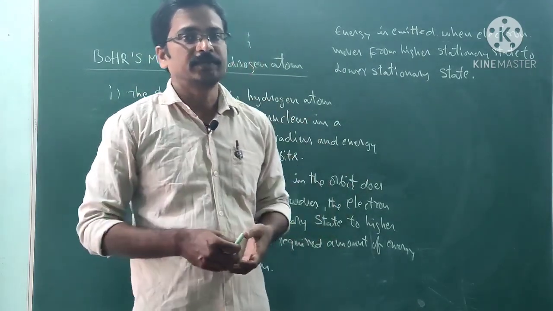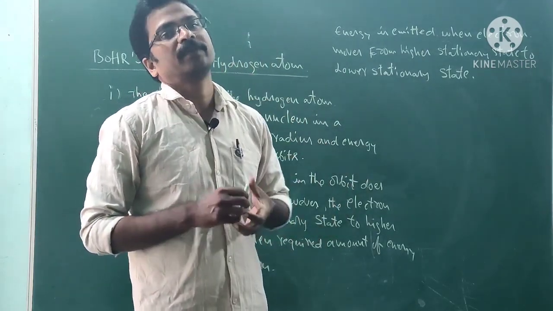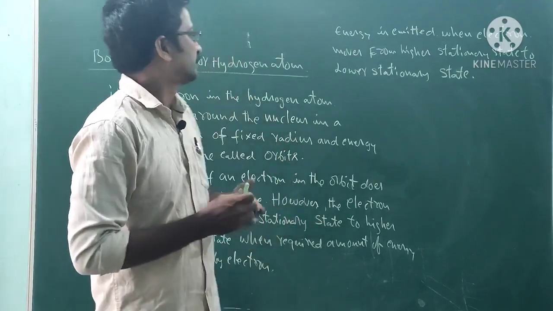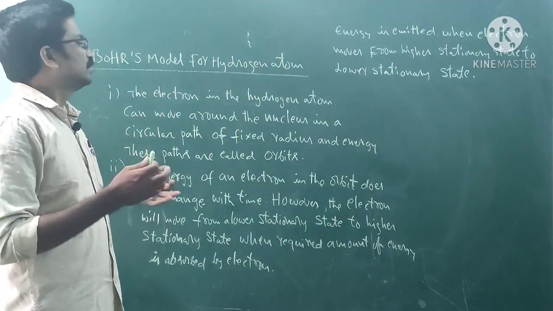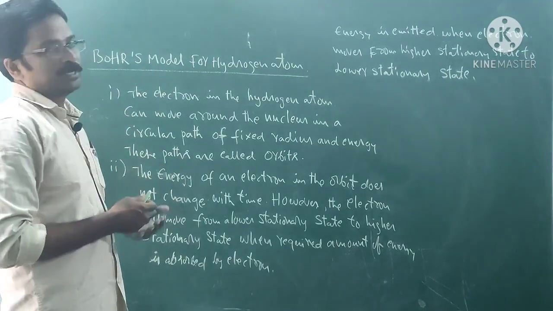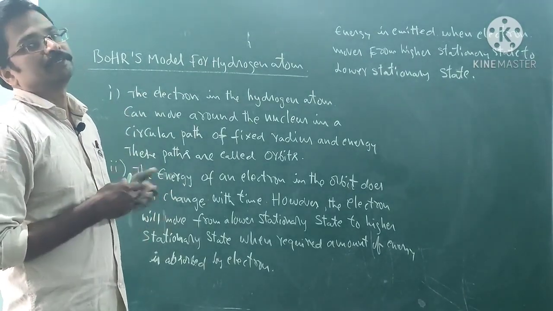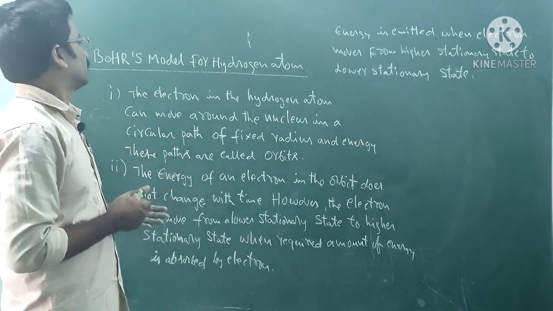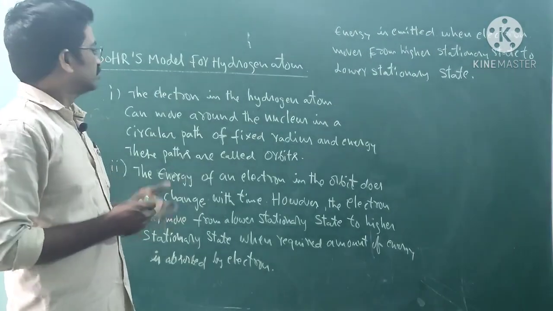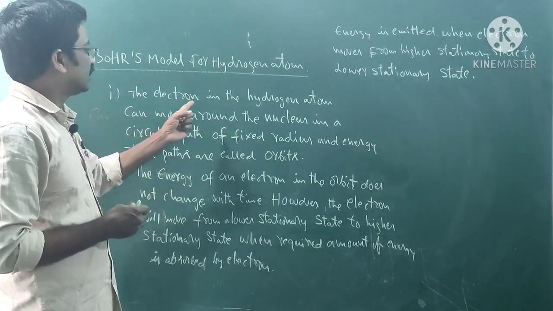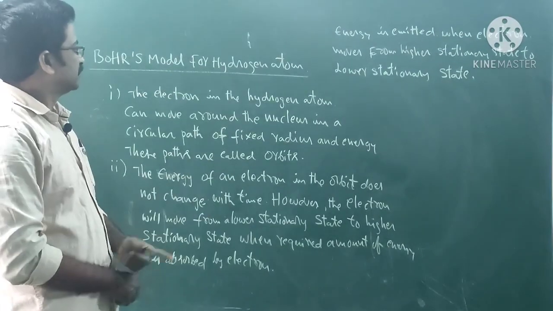Welcome to the class. Today's topic is the Bohr model for the hydrogen atom. There are 4 points actually, and we will go point by point. The first point in the Bohr model for the hydrogen atom is about the electron in a hydrogen atom.